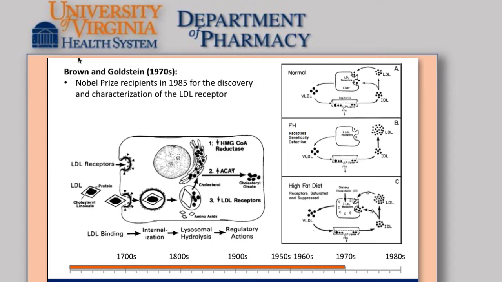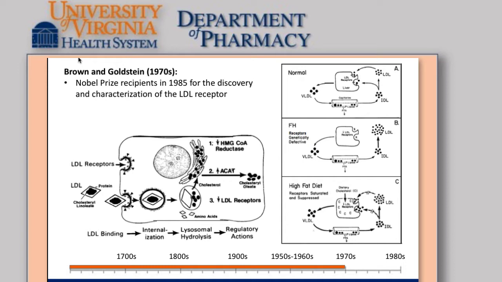Another large milestone was made in the 1970s by Michael Brown and Joseph Goldstein, who, when attempting to understand the pathophysiology behind familial hypercholesterolemia, discovered and characterized the LDL receptor. So the LDL receptor works like this. Typically it's expressed in the liver, in hepatocytes. It finds LDL that's circulating in the plasma, takes it into the cell, where it then degrades it.